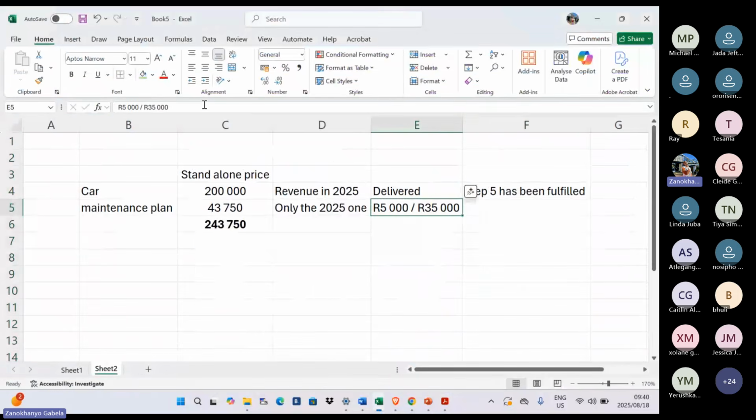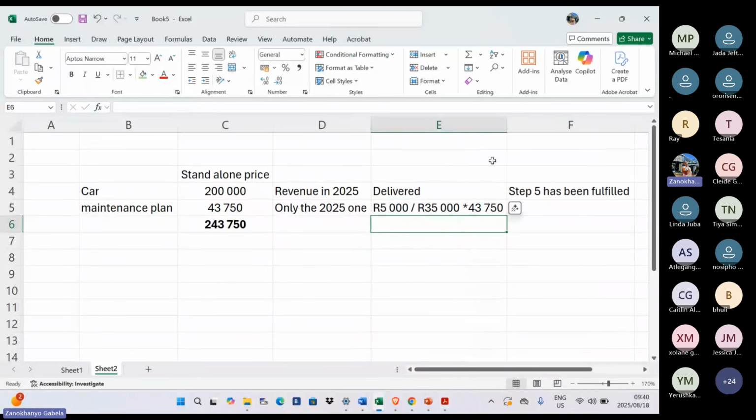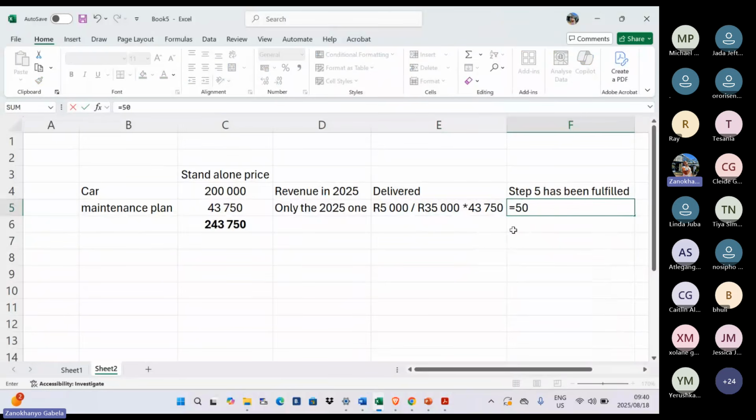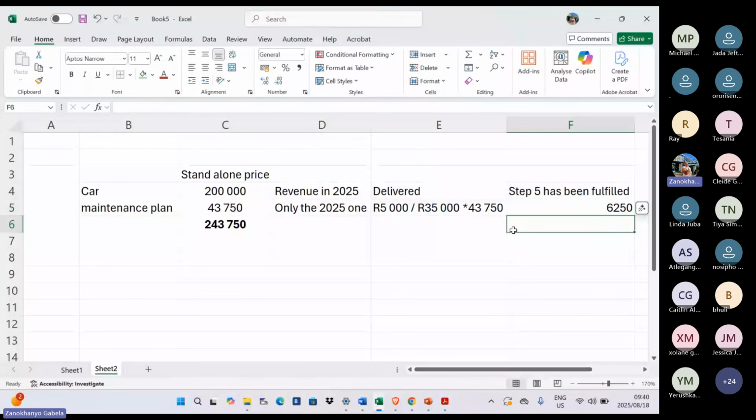Then what do you do with this? It's very simple now. We just multiply by 43,750, and it should give us something like 6,000-ish. Let me just calculate it now. 5,000 divided by 35,000, then times 43,750. Yes, perfect. 6,250.